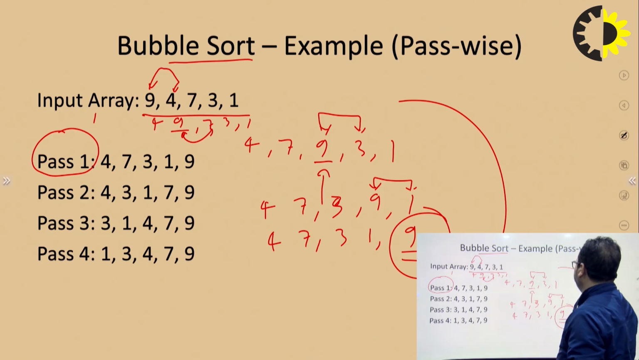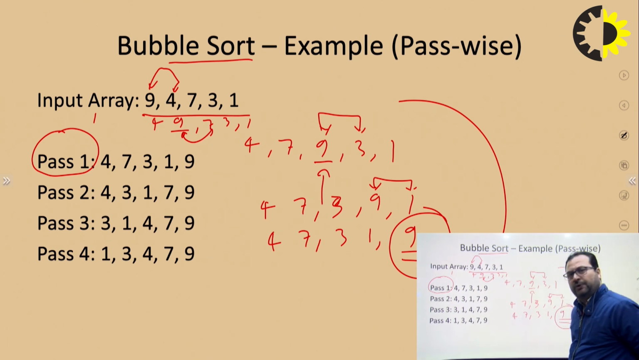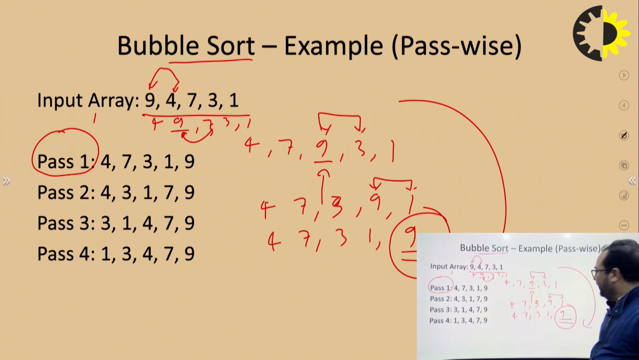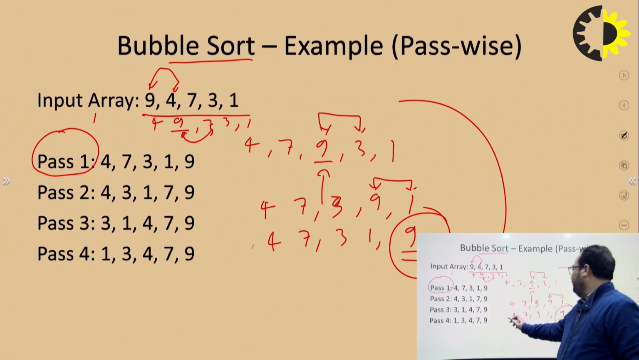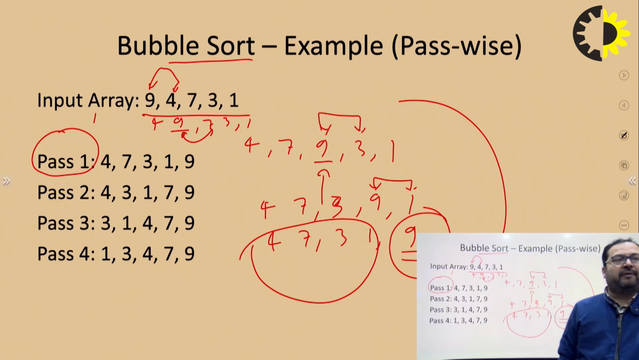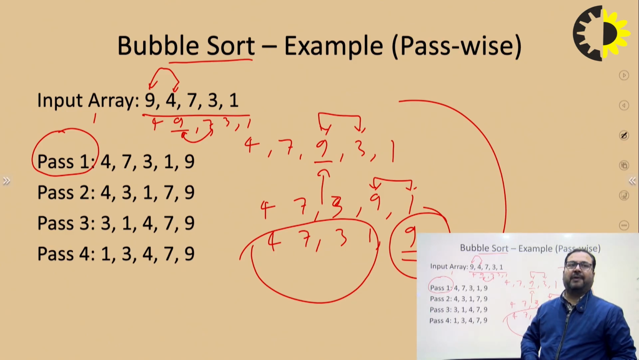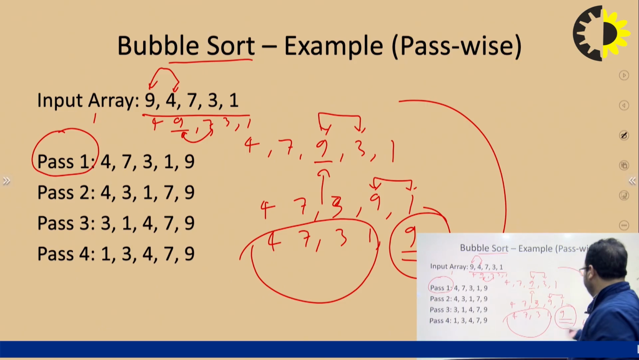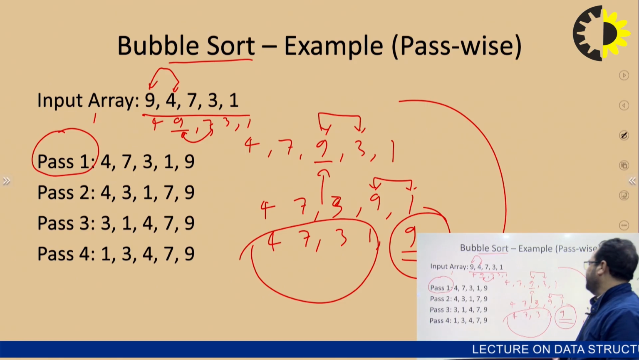So after every pass, and every pass could at most take n minus 1 comparison in the worst condition, the maximum element will come at last. So in the next pass, we will have to think about the list which will be one lesser, because the maximum element should come at the last position, and this has come. So the list will be reduced by 1, and the same process is applied.